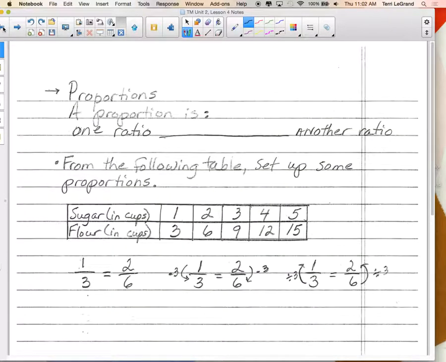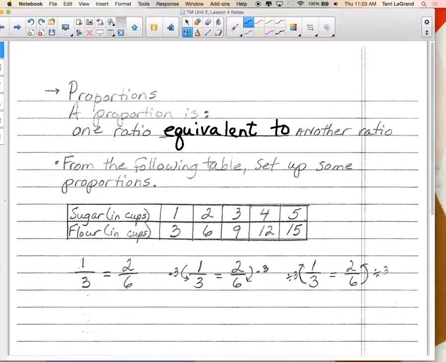Proportions. A proportion, we've actually kind of been working with them already and just not realizing it when we've been working with our tables. A proportion is one ratio equivalent, this is kind of a big word, spell it nicely, equivalent to another ratio. One ratio equivalent to, or in other words, equal to, the same as, it really is the same value as another ratio.